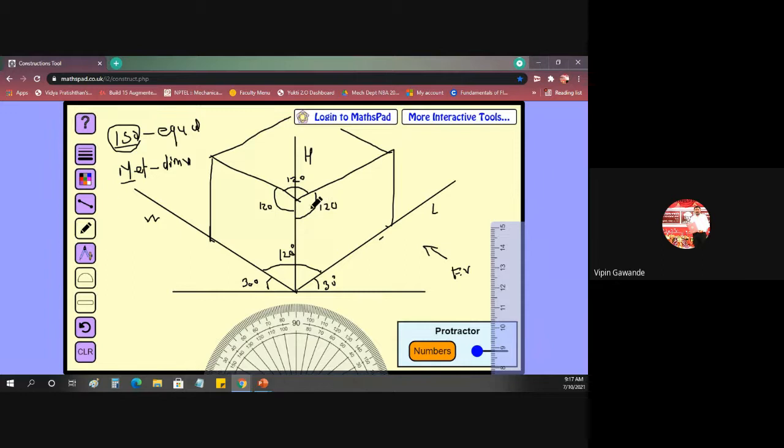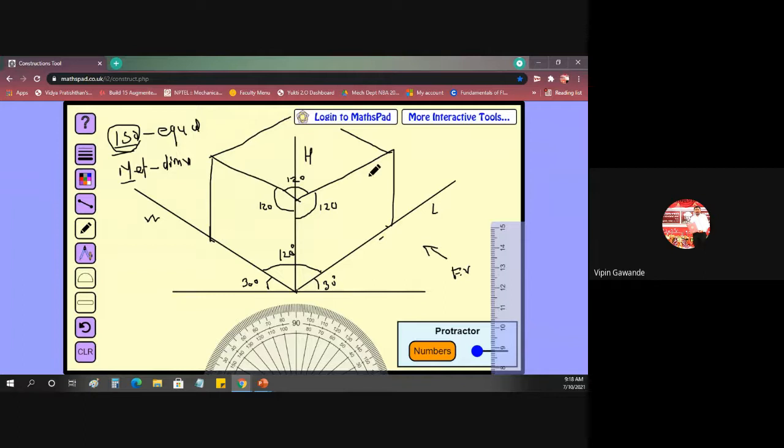If two angles are the same and the third angle is different, then it is called a dimetric drawing. That projection is called the dimetric drawing, but we will not go into that one. Isometric means all three angles between the isometric axes are equal. We'll see what is called the isometric axis.